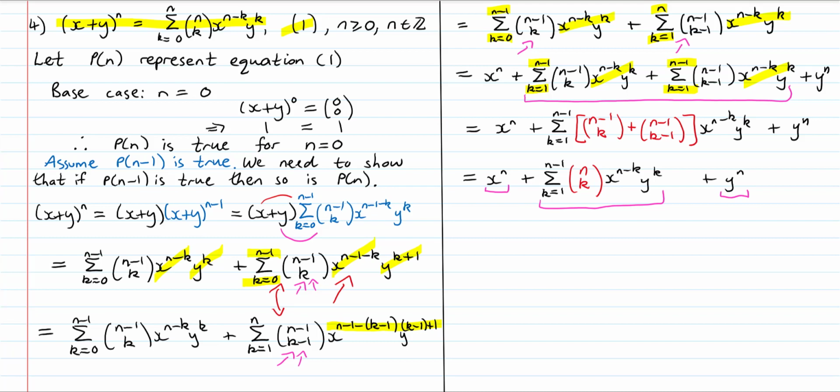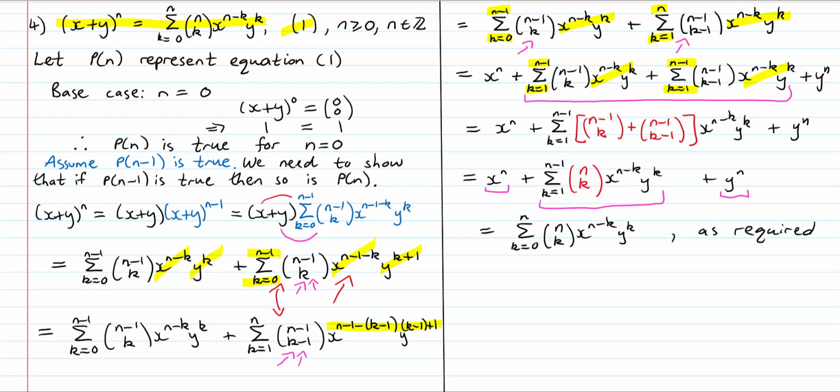So we can put those x to the n and y to the n terms inside our summation symbol, and then we'll be summing from k equals 0 up to k equals n. So we'll write that out. So this is equal to our sum going from k equals 0 to k equals n. Then we have our n choose k times x to the n minus k times y to the k, and that is equal to the right hand side of equation 1 as required.